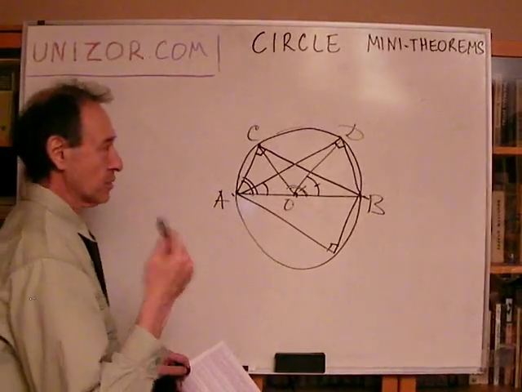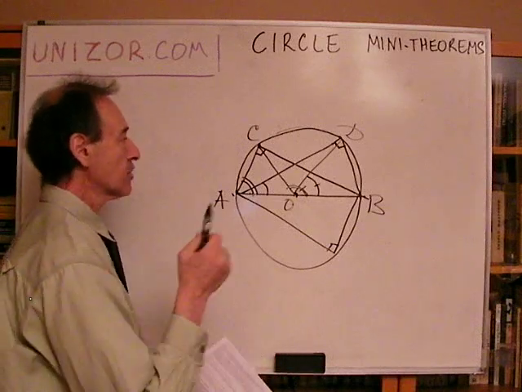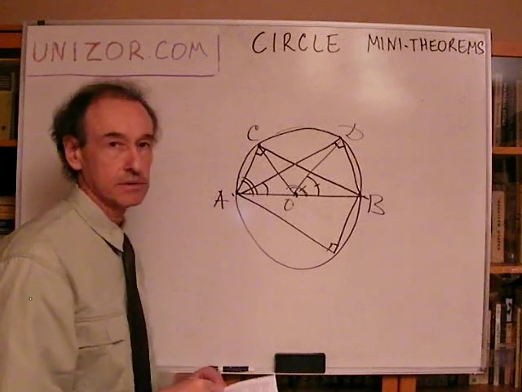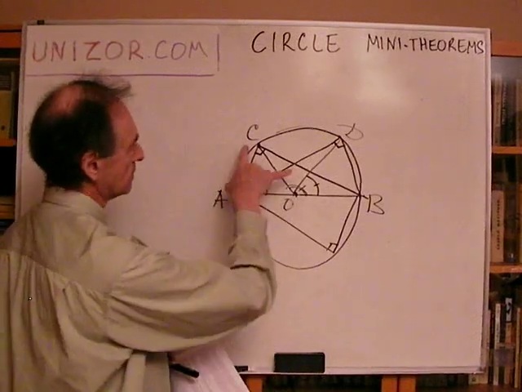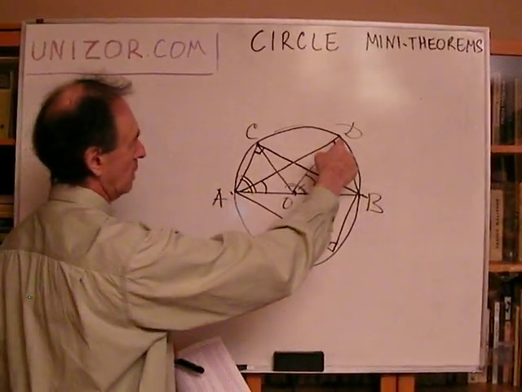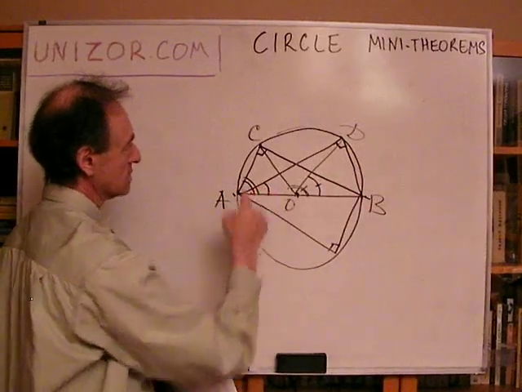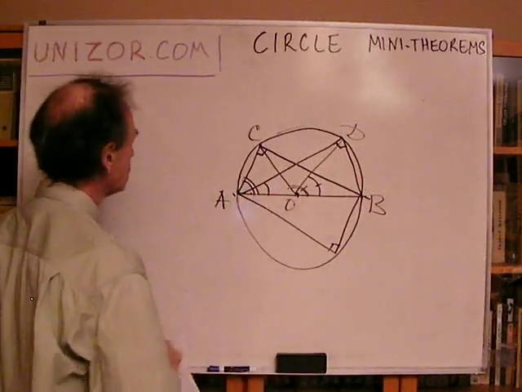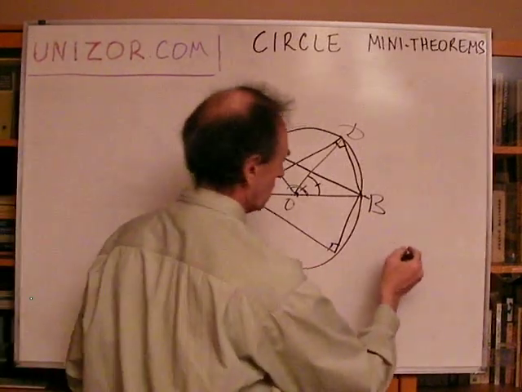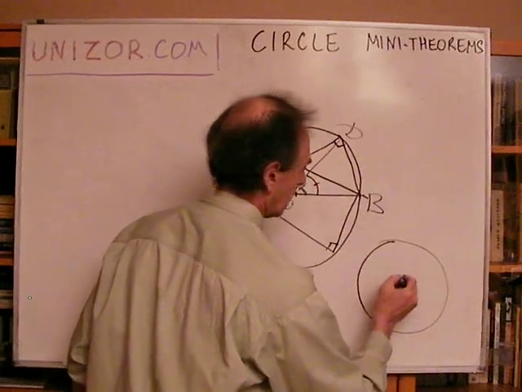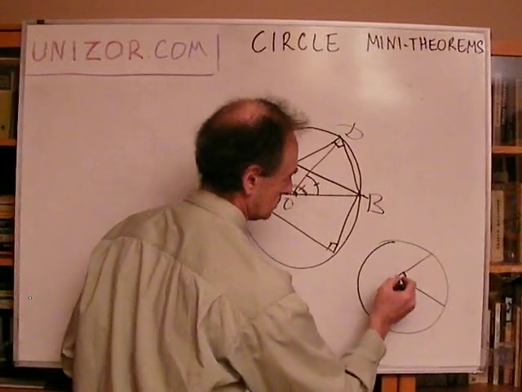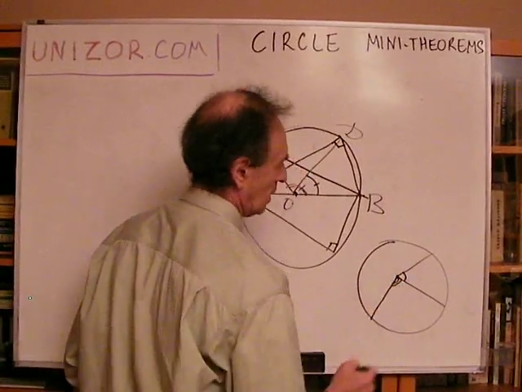So what I have actually accomplished is that I have reduced my more difficult task, to prove that the leg against the bigger acute angle is bigger than the leg across the smaller angle, to another problem related to circles. If I have a circle and I have a central angle, then the bigger the central angle, the bigger the chord.